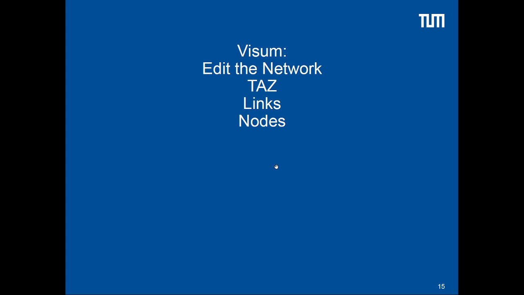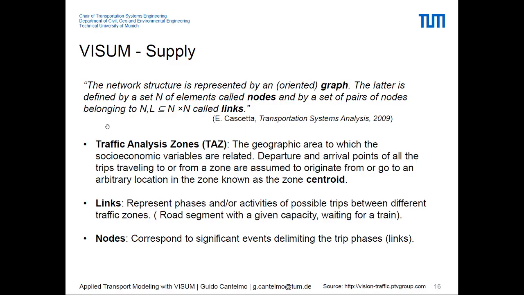So the next element is traffic analysis zone, links, and nodes. So first of all, let's go through some definitions. What is a transport network? Well, the network structure is represented by an oriented graph. The graph is defined by a set N of elements called nodes and by a set of pairs of nodes belonging to the network called links.